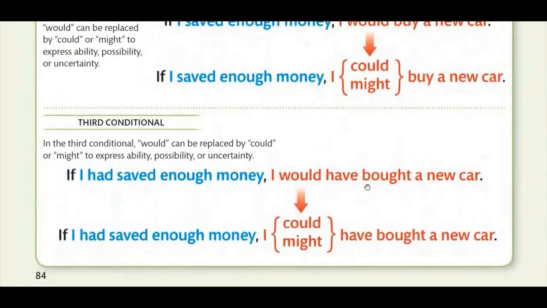Here is the third conditional. If I had saved enough money, I would have bought a new car. So how can we change this? If I had saved enough money, I could have bought a new car. I might have bought a new car. So we can replace the would by could and might depending on the situation, if we want to talk about the ability in the past and possibility and uncertainty.